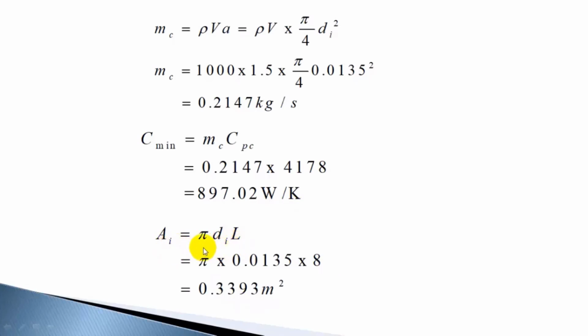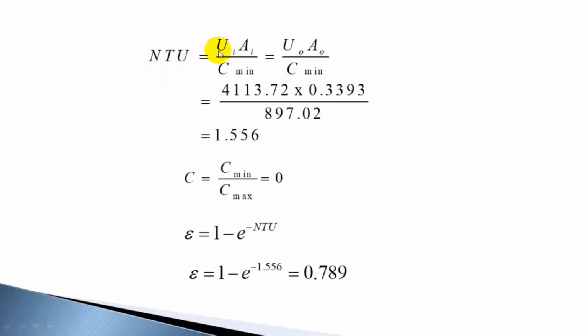Now the area of one tube you can calculate. The inside surface area we are calculating. So pi DI L, pi into diameter is 0.0135 and length of the tube is 8 meter. So this will give the inside heat transfer area, the total inner surface area of one tube. We have got the overall heat transfer coefficient based on inside area. UI we have got, and AI also we are calculating. Now you have the expression for NTU, UA by C minimum, but you can use UIAI or U naught A naught. UIAI is the same as U naught A naught. If you multiply UI into AI, you will get U naught into A naught.